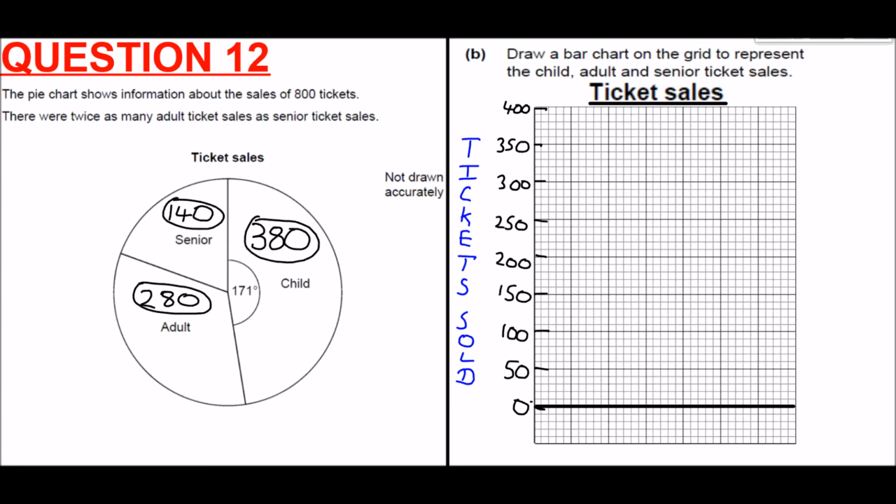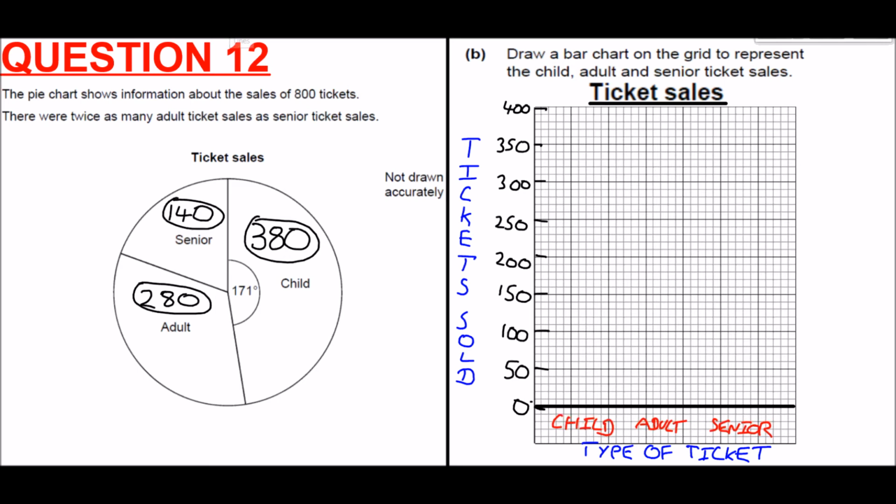So these are going to be types of tickets. And so the types of tickets we've got, we're going to have child tickets. So need a space for child tickets. Also going to have adult tickets. And also senior tickets. And this needs labeling, something along the lines of type of ticket. Just so somebody who's not familiar with bar charts or this question would be able to understand it clearly. So they know what you're talking about.